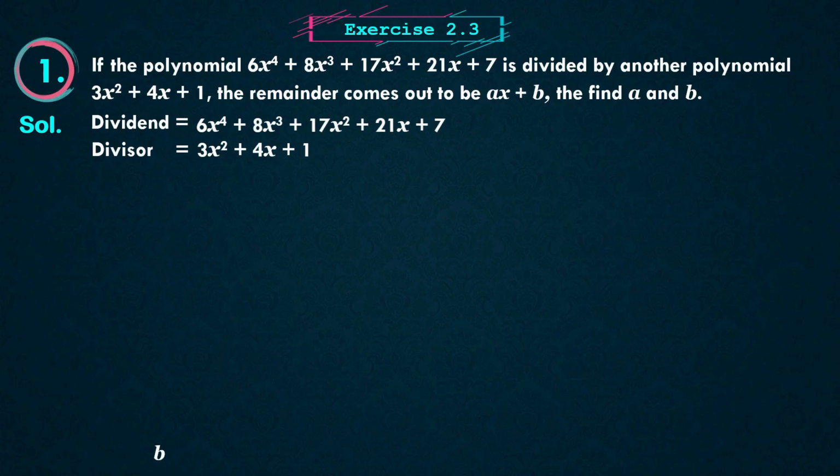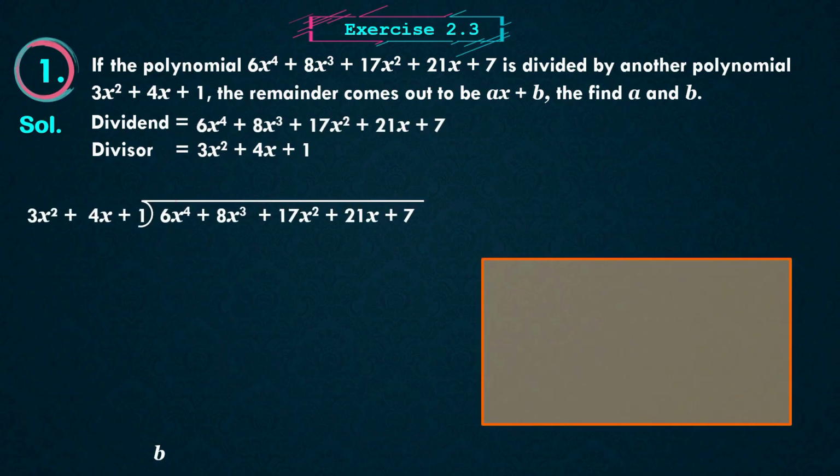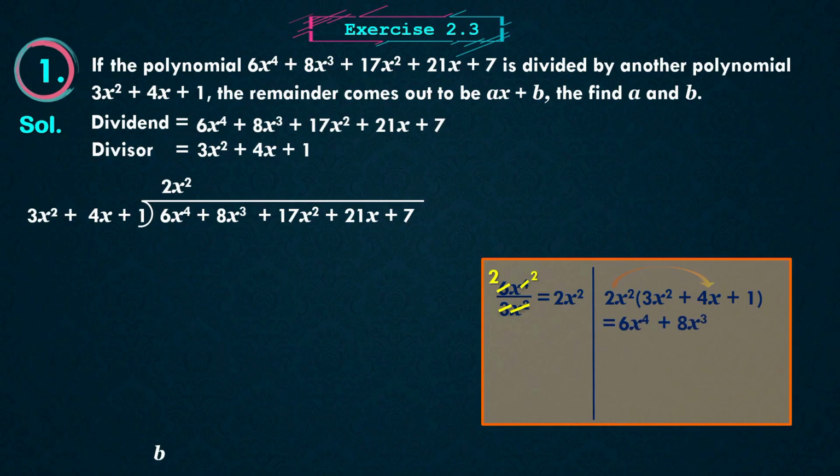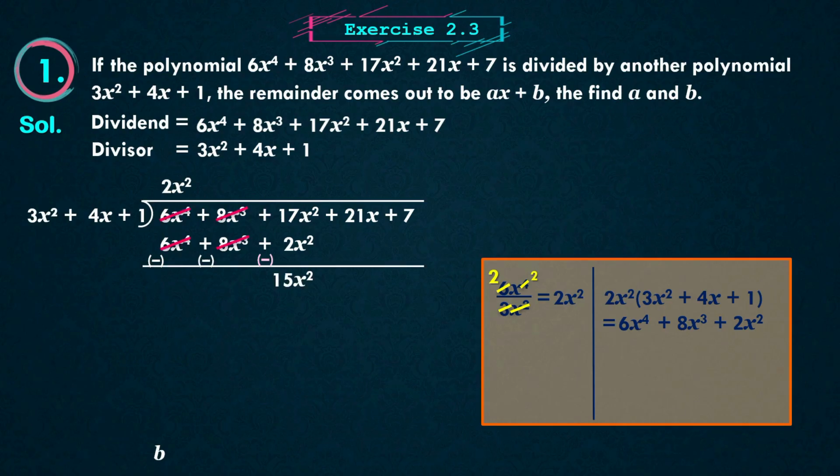Now we perform polynomial division. First divide 6x to the power 4 by 3x squared. This gives 2x squared. Now multiply 2x squared with the divisor 3x squared plus 4x plus 1. This gives 6x to the power 4 plus 8x cubed plus 2x squared. Now subtract this from the dividend. After subtraction, we get 15x squared plus 21x plus 7.